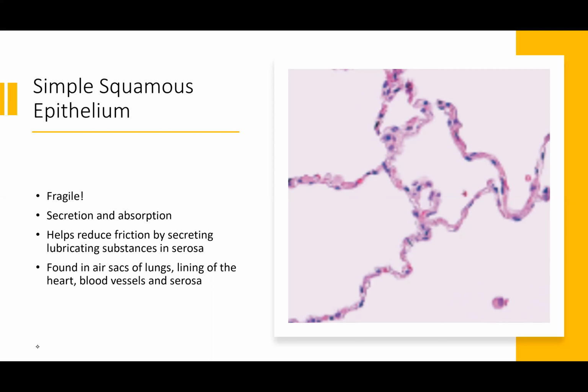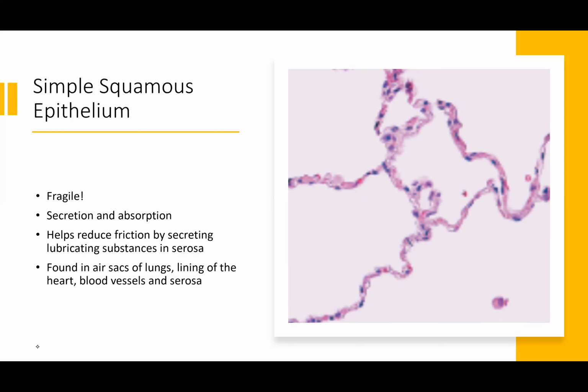So we'll find it in places like the air sacs of the lungs, the lining of the heart, and in our blood vessels, and it makes up our serosa as well. And its main purpose is secretion and absorption, which I'm sure you've heard in class, but I'll just say it again. Simple squamous is going to be really influential in secretion and absorption. And that makes sense, right? Because it is only that one layer, so it's easy for things to go in and out.